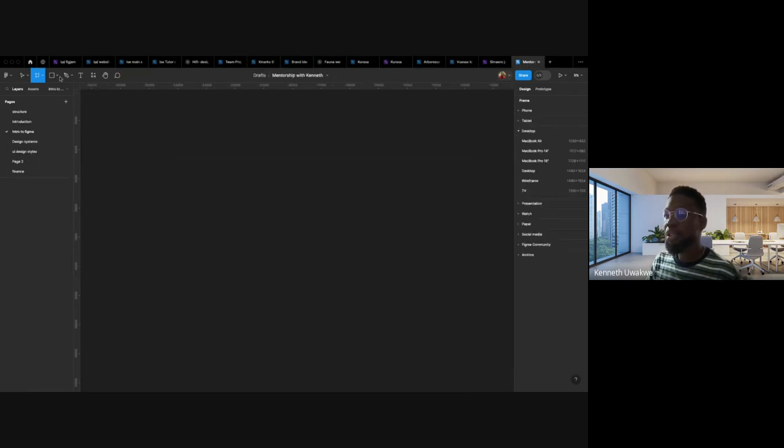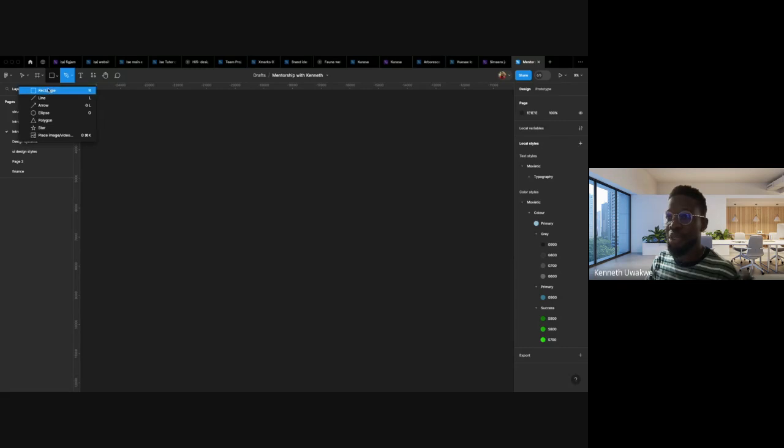So we have here rectangles. You have the rectangle tool, another rectangle, lines, arrows, and ellipse here. Ellipse also means circles. Polygon, you can draw as many sides as possible. Then star, and remember I said don't interrupt me with questions. Type a question in the chat. Star, you can create star shapes. Then you can also bring images into Figma.